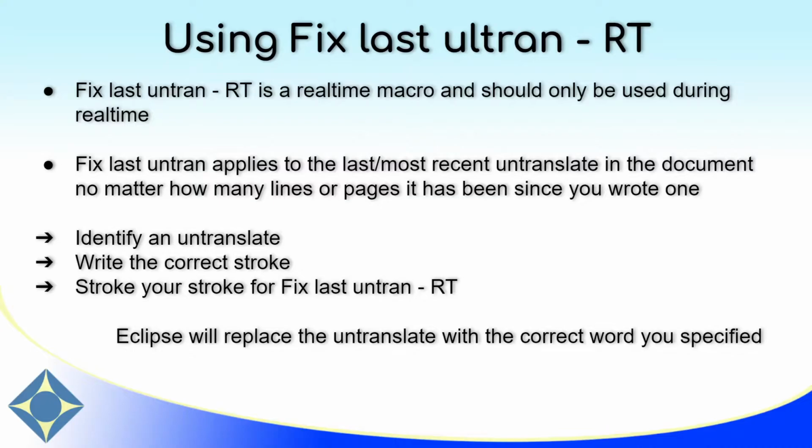In order to use the Fix Last Untran macro, you first want to identify the last untranslate that you've written, write the stroke that should correct that untranslate, and immediately follow the correct stroke with the stroke for Fix Last Untran Real Time. Eclipse will then automatically take the correct translated stroke and replace the untranslate with that corrected word. At the same time, it will remove the correct word from the end of your document, ensuring that the correct translation ends up in the correct location, with no extra work for you to delete anything.